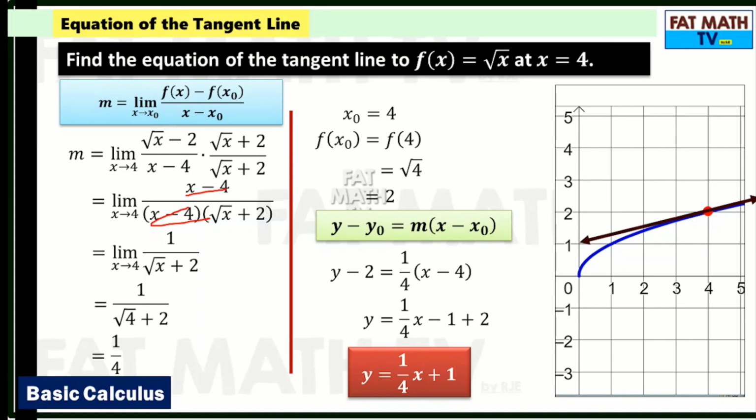Okay, so that's it for now. Next time, we will find the equation of the tangent line in a shorter way, because after you know how to find the derivative of the function at a certain value, the computation for the slope will be faster. But still, we will use this point-slope form of the equation of the line. So that's it for now.